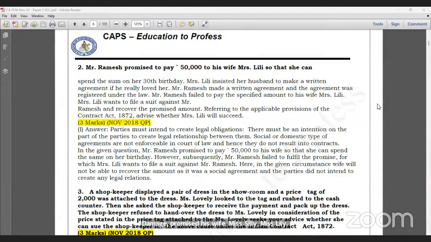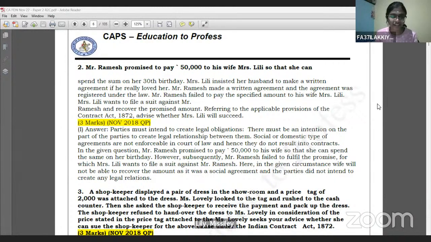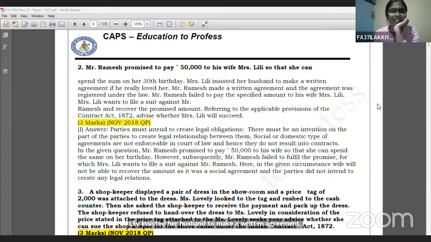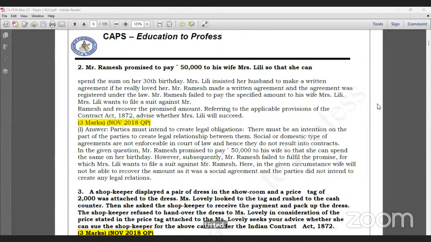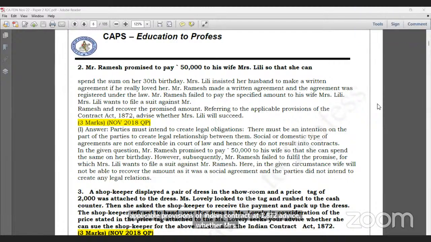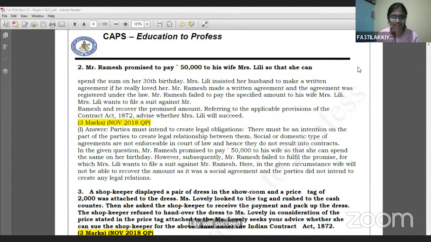Mrs. Lily insisted her husband make a written agreement if he really loved her. Mr. Ramesh made a written agreement. The agreement was registered under the law. Mr. Ramesh failed to pay the specified amount to his wife, Mrs. Lily. Mrs. Lily wants to file a suit against Mr. Ramesh and recover the promised amount. Referring to the applicable provisions of the Indian Contract Act 1872, advise whether Mrs. Lily will succeed.